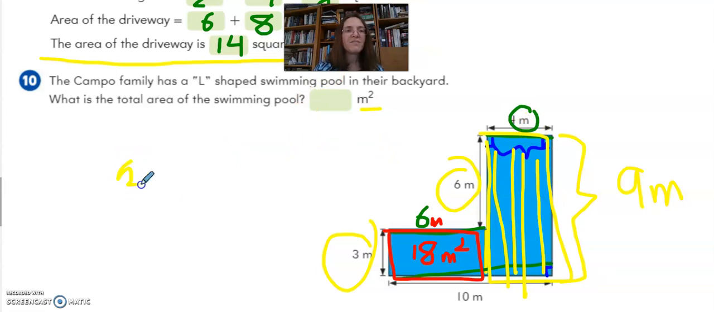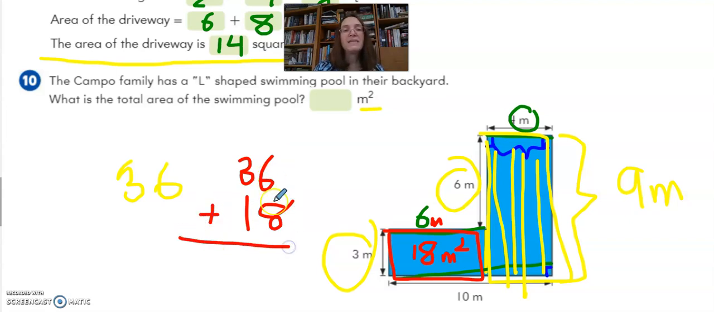If I add 36, and you know what? I'm deciding I'm not liking that yellow. It's too late. If I add 36 with 18, then I will have the area for the whole composite shape. 6 plus 8 is 14. I will do some regrouping here and get that 10 into the tens place. 3 plus 1 is 5. And so the total area of the swimming pool is 54 meters squared.